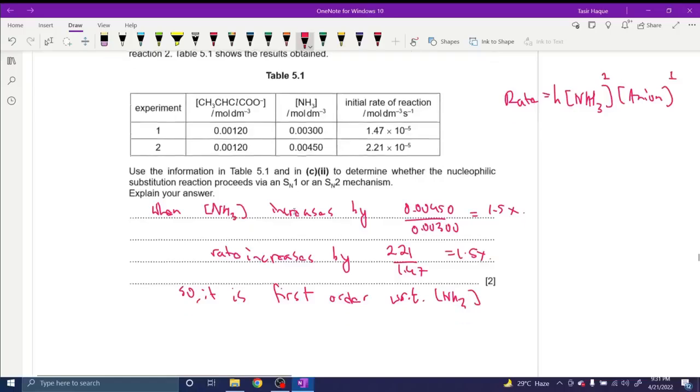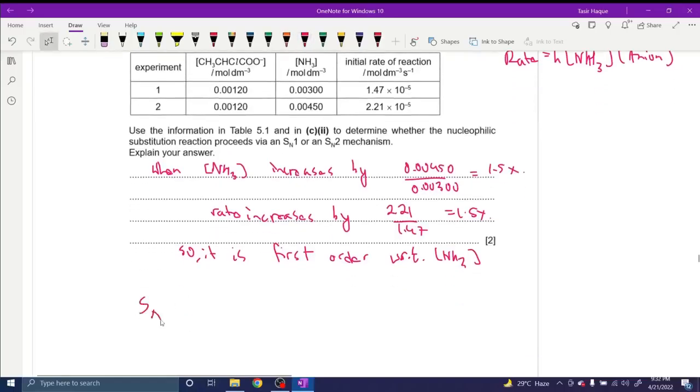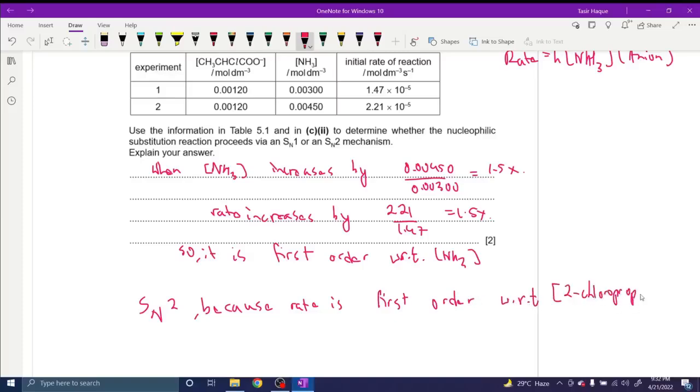So, SN2. Why? Because the rate is first order with respect to 2-chloropropanoic acid and NH3, both of them. Since it's first order with respect to both of them, the overall order is 2. That is why it's SN2.